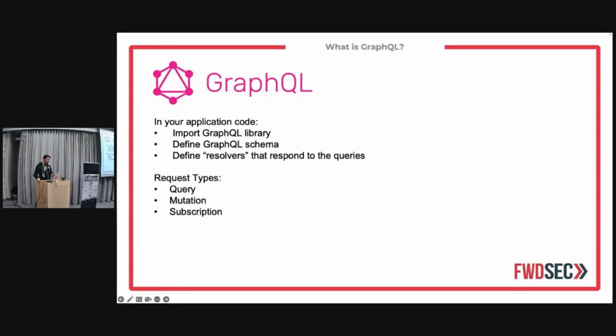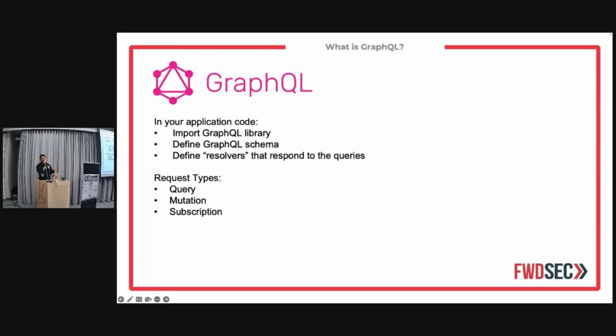Okay, this goes into further detail. So how does it work? In your application code, you import the GraphQL library. We talked about that. There's a bunch of them. Apollo is a really popular one. I don't make money from Apollo, it's just the only one I can remember right now. But anyways, then you define your schema, you define the resolvers.